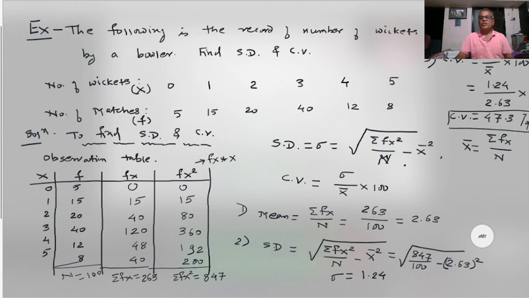So for a frequency distribution, that is a discrete frequency distribution, we calculate standard deviation and coefficient of variation by this process.